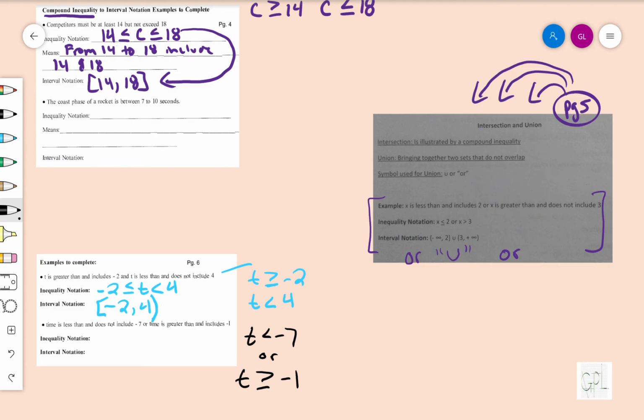For inequality notation, I think we already have it set up for the most part. We have t is less than -7, or t is greater than or equal to -1. Those are two different scenarios. So basically, you just have to read it and take your time deciphering exactly what the question is saying. They aren't like 5 or 7 sentences, just a couple of words, but you have to pay attention to what you're reading. And then for interval notation, I'm glad we have this example up here that we can pull from.